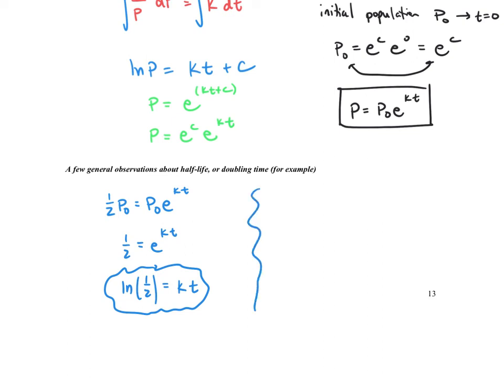Let's say you have a doubling situation. That means the initial population would double, and we could again cancel the initial, and we have the natural log of 2 equal to k times t.